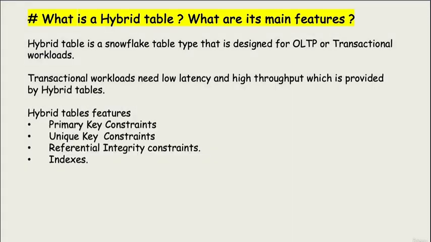Let's talk about hybrid table features and how they are different from regular tables. Number one, you can have primary key constraints, unique key constraints, and referential integrity constraints, and all these constraints are enforced, which means you cannot put duplicates in the primary key or the unique key. And for referential integrity, the referential integrity must match between two different tables. And of course, you can create indexes which are used to improve select performance.